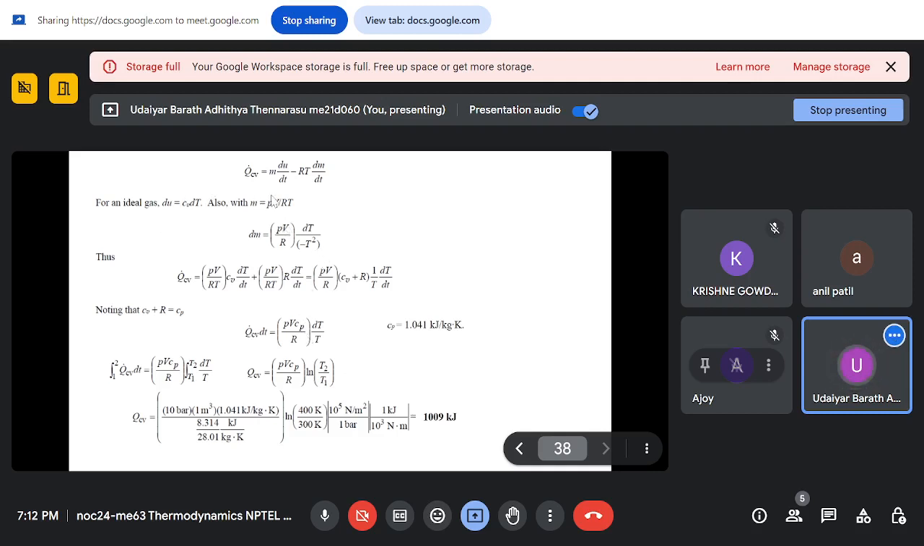So we have simplified this into m du by dt minus RT dm by dt. Using the ideal gas equation, you can write the mass as PV by RT. So we are differentiating mass with respect to temperature.